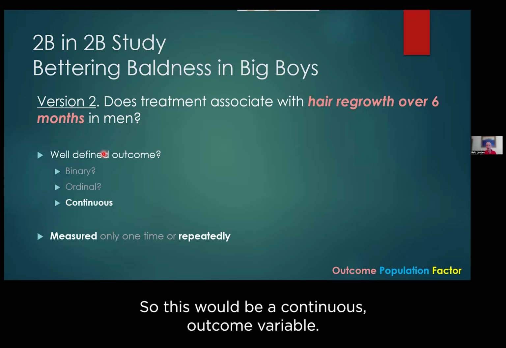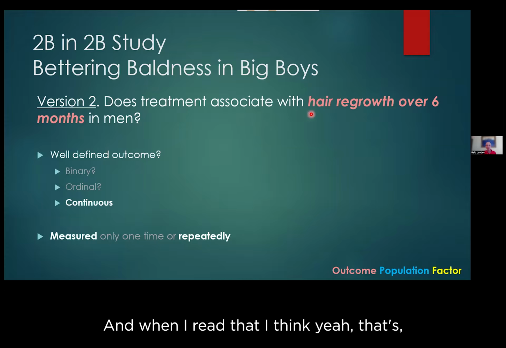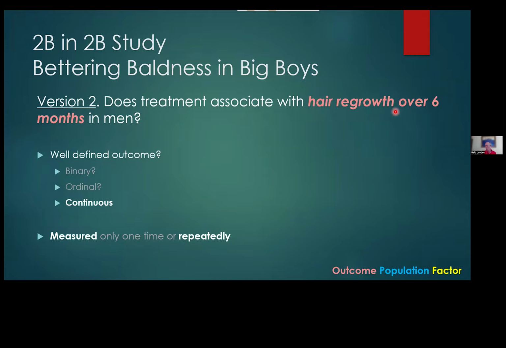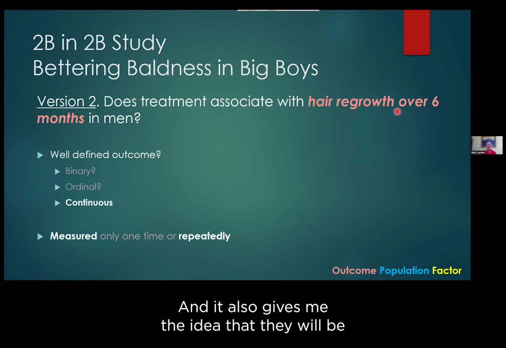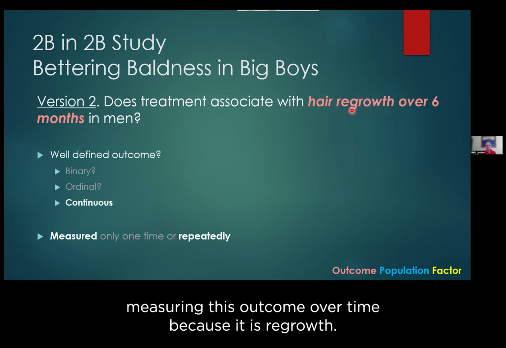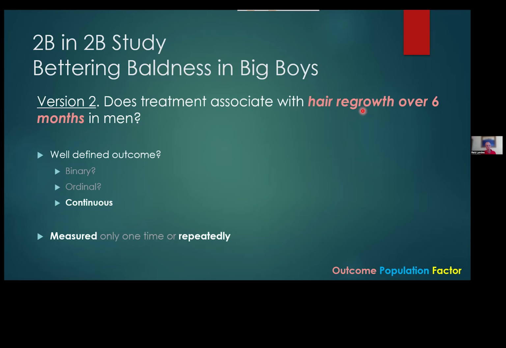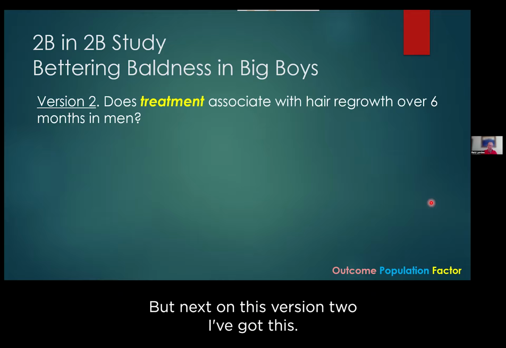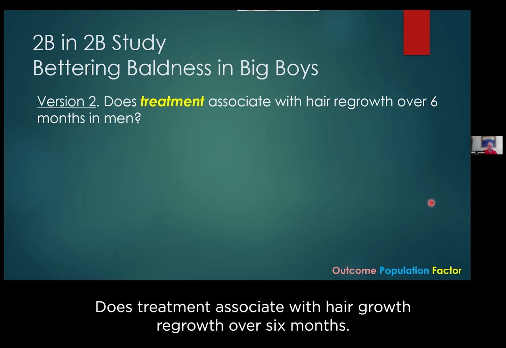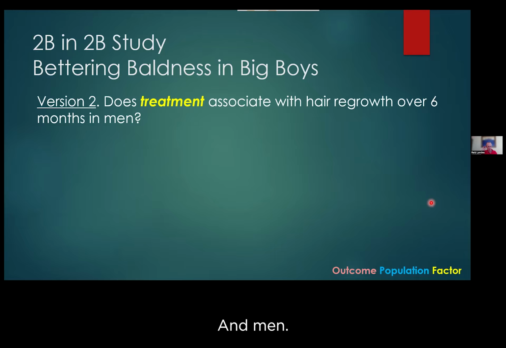So this would be a continuous outcome variable. And when I read that, I think, yeah, that's a pretty clear outcome. It also gives me the idea that they will be measuring this outcome over time because it is regrowth over 6 months. So great, that's our version 2. But next on this version 2, I've got this, does treatment associate with hair growth, regrowth over 6 months in men? Let's work on that one.